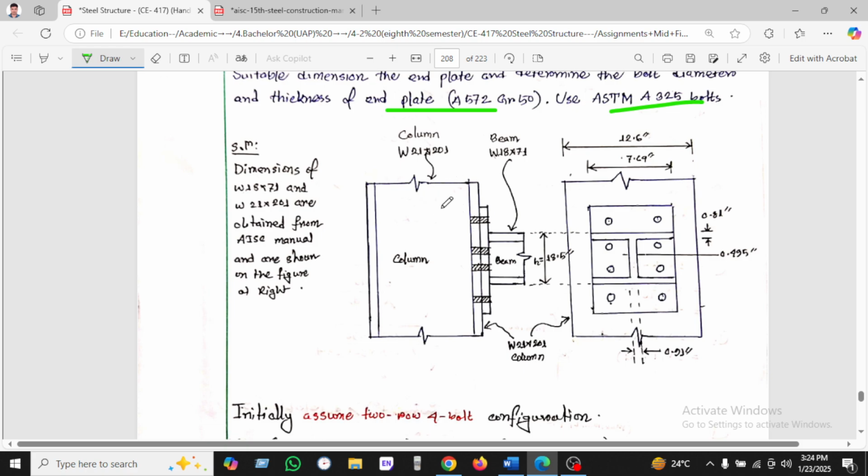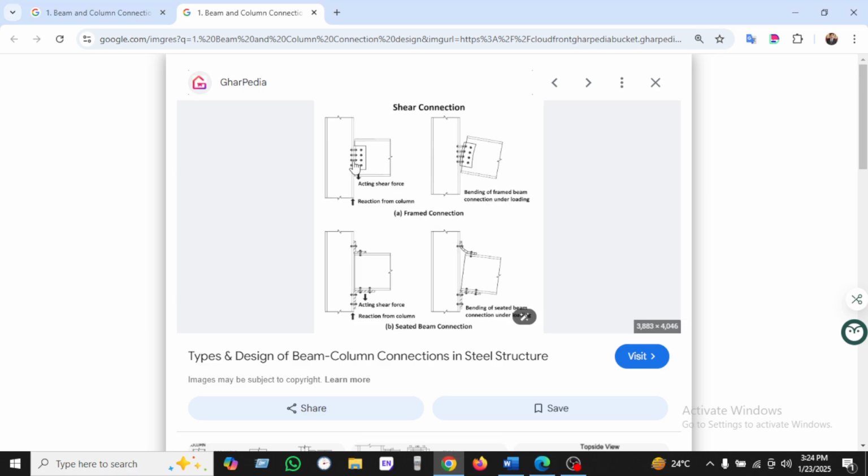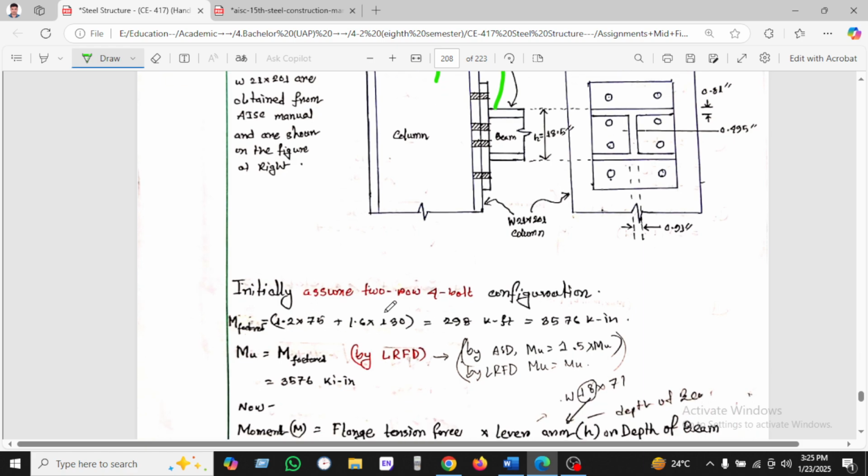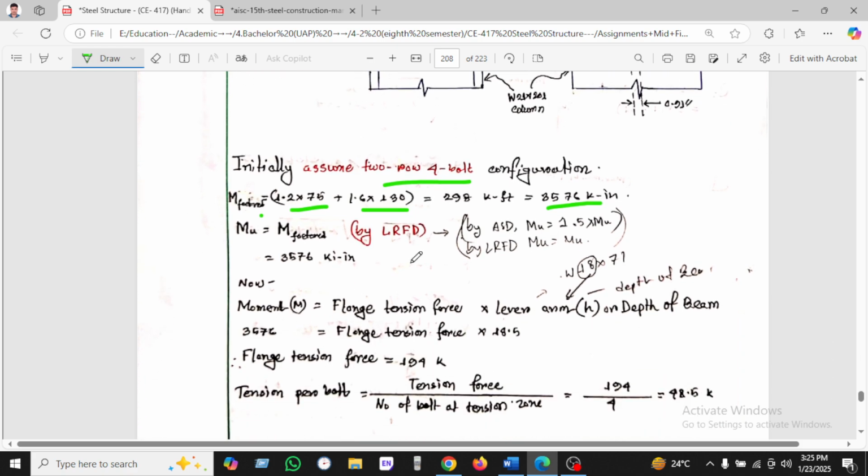So here is the column we can see. At first we have drawn a picture of a column. Here is a beam or girder. So the column is given here and this is the beam, so we have to connect them here, and all the dimensions are given here. You can see 12.6 and 7.64 and 0.90. So initially assume 4 rows of bolts, 1 2 3 4 bolt configuration, and M is given by 1.2 dead load plus 1.6 live load, which is 3576 inch-kip. M equal to M factored, as we have used the LRFD method.